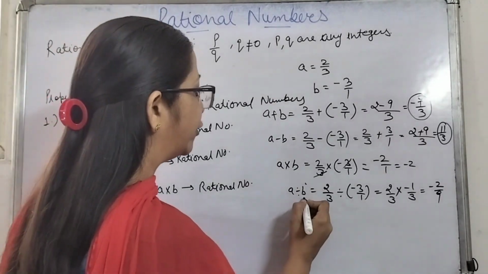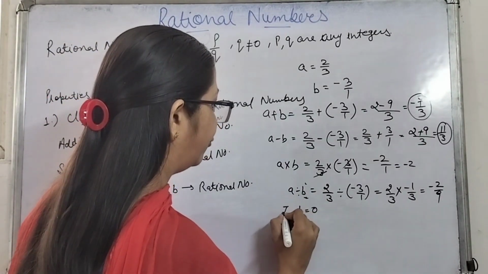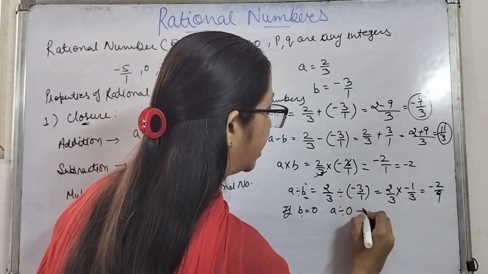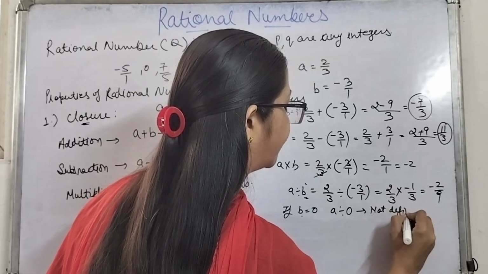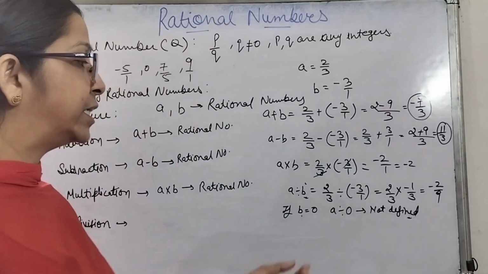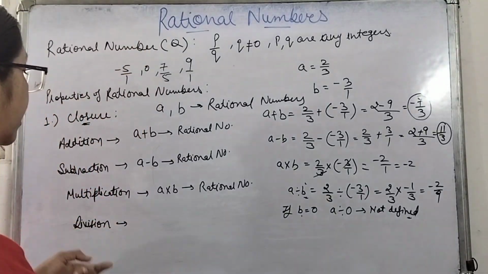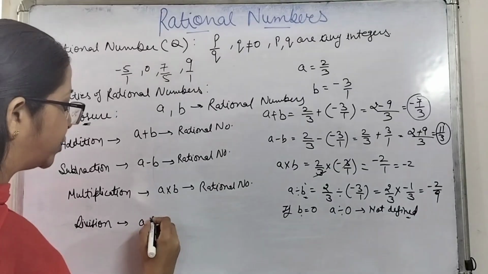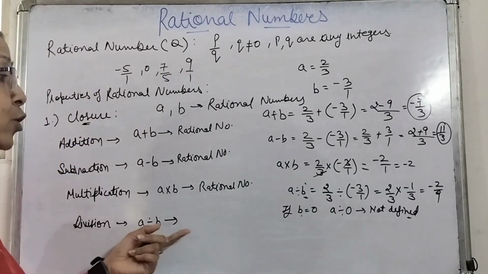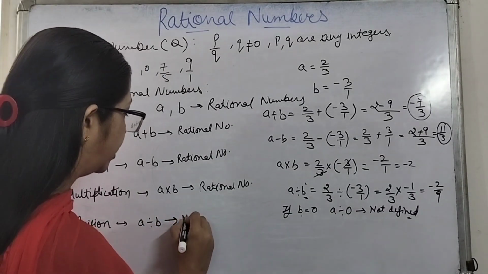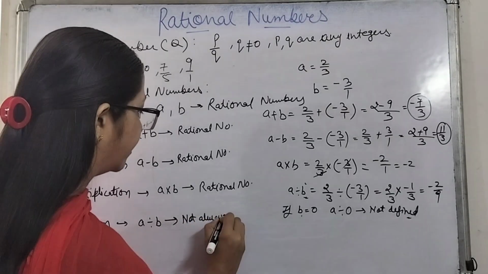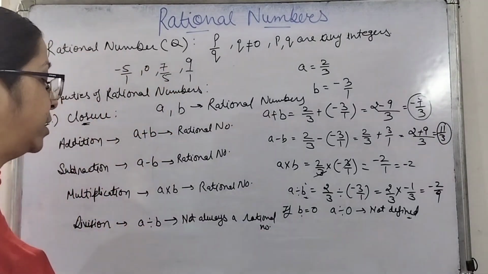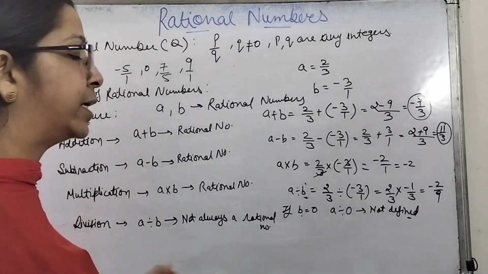But if the value of B is 0, in that case A divided by 0 is not defined. It is not going to be defined. So we will say that rational numbers are not closed under division. A divided by B is not always a rational number. The value is not always a rational number. So rational numbers are not closed under division.